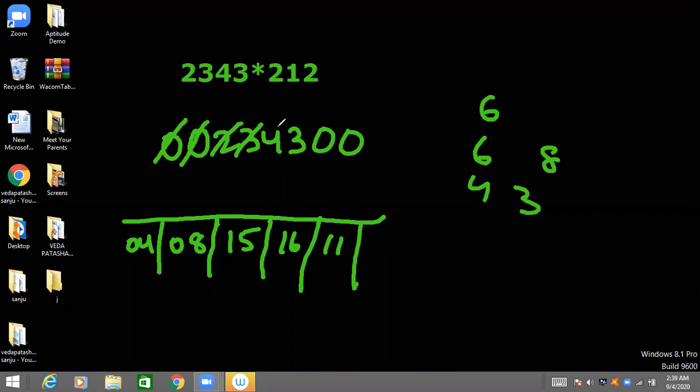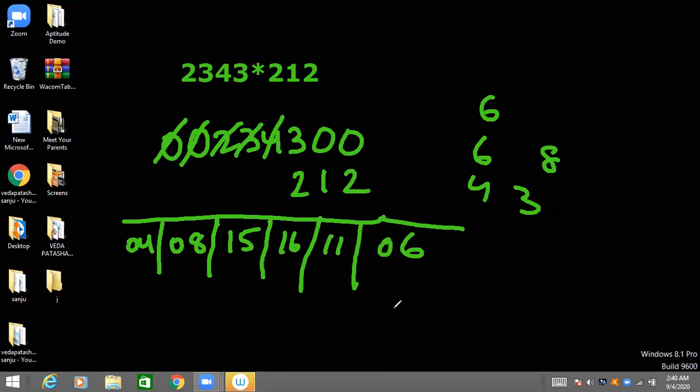And finally, how many are completed? 5 numbers completed. So finally, 2, 1, 2 again. 3 times 2 is 6. That's it. Remaining are all zeros. So now completed, we have reached the last number.